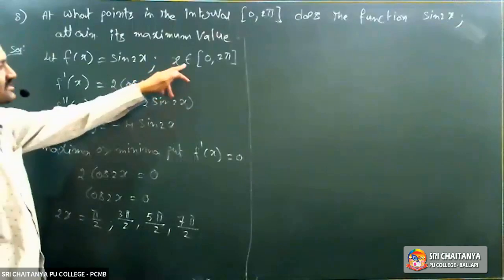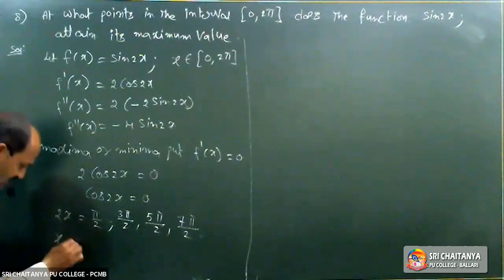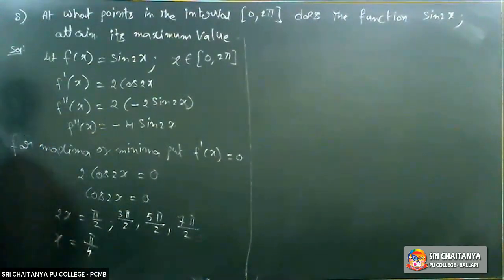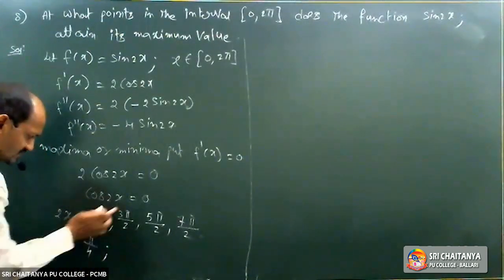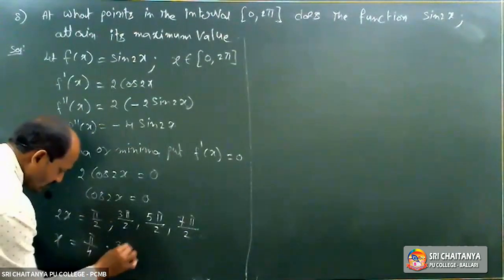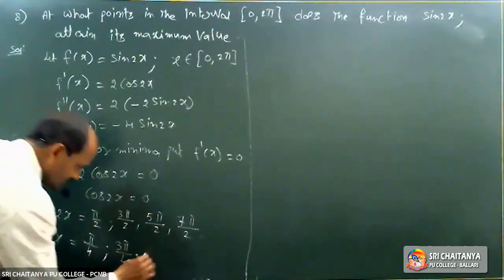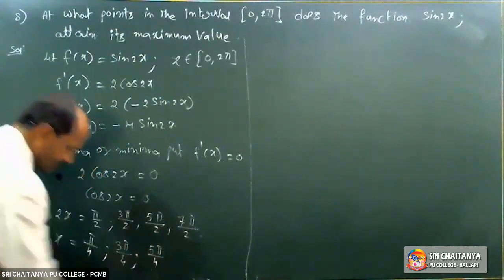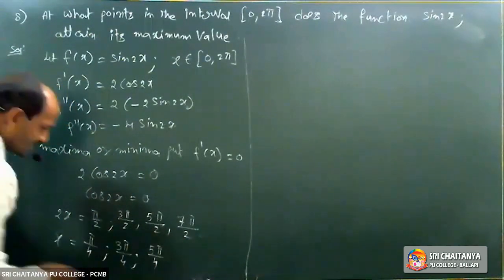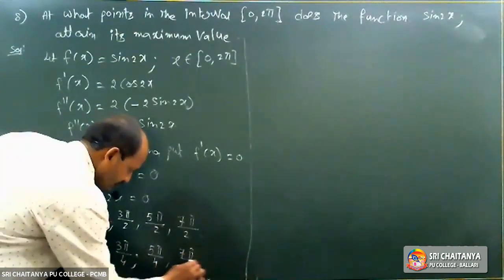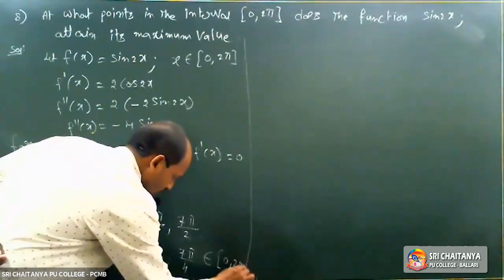But here, given x belongs to 0 to 2 pi, it is 2x. What about x? 2x equal to pi by 2, x is equal to pi by 4. 2x is equal to 3 pi by 2, x is equal to 3 pi by 4. 2x is equal to 5 pi by 2, x is equal to 5 pi by 4. And next, 2x is equal to 7 pi by 2, clearly x is equal to 7 pi by 4. These all values are in between 0 to 2 pi.